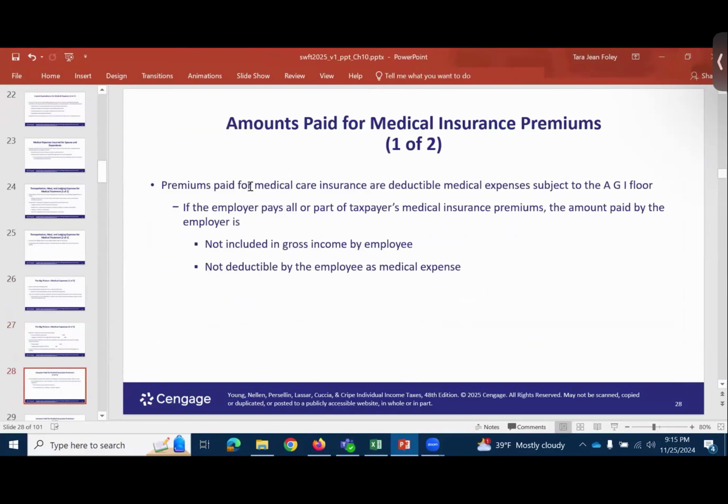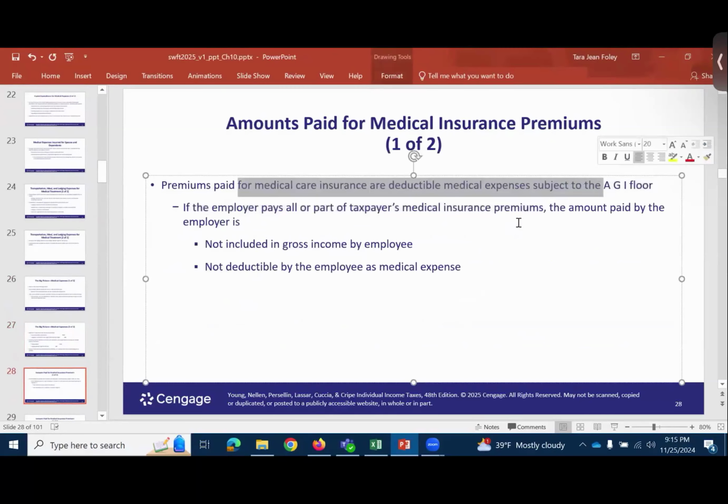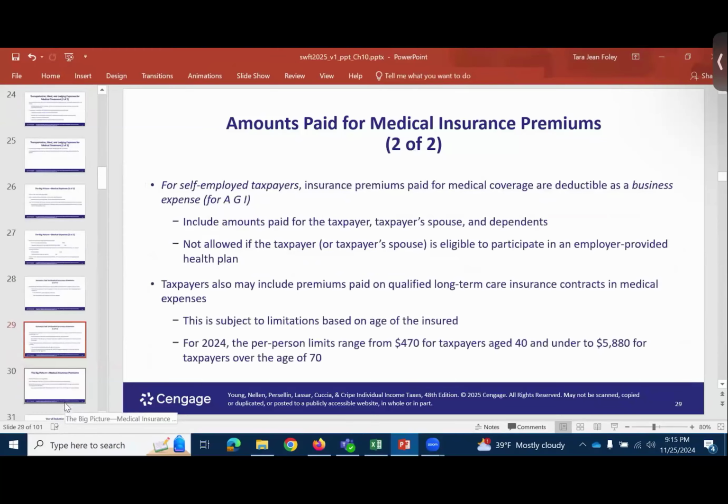Medical insurance. If you're paying medical insurance, they're deductible as long as they're not being deducted from your paycheck by your employer. If your employer is deducting medical insurance from your check, you cannot put that on your tax return because that's pre-tax. It's already tax-free. So you don't need a deduction for it because you didn't pay taxes on it. If you are getting your insurance through the marketplace with after-tax dollars, then you can put that premium for medical insurance on your tax return.